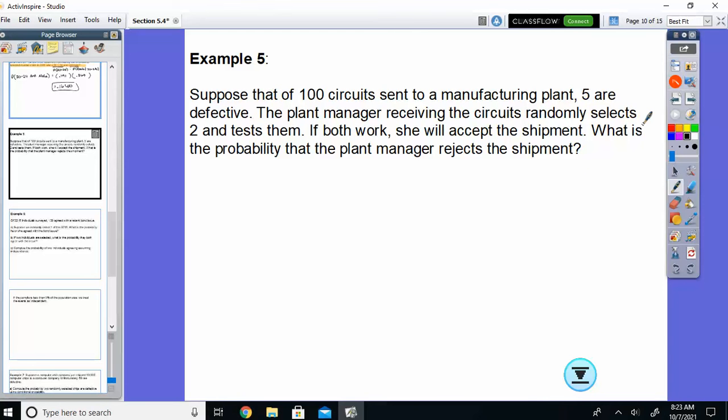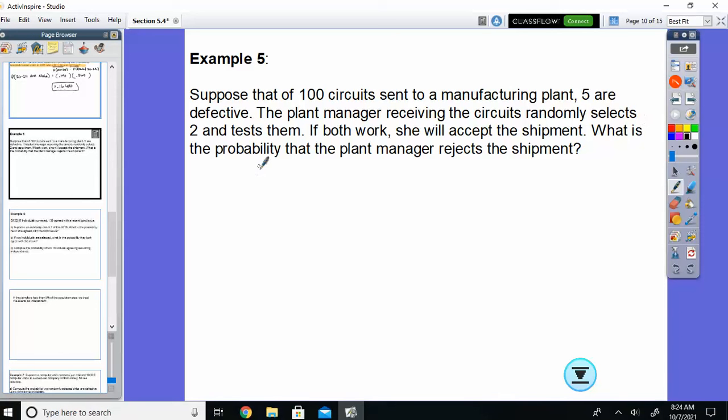Okay, so she accepts it if they're both good. She rejects it if they're not both good. So that means if the first one is bad and the second one's good, or the first one's good and the second one's bad, or if they're both bad. Would it be easier to find the probability that she accepts or rejects? Accepts. And then how could you get the probability she rejects from that?